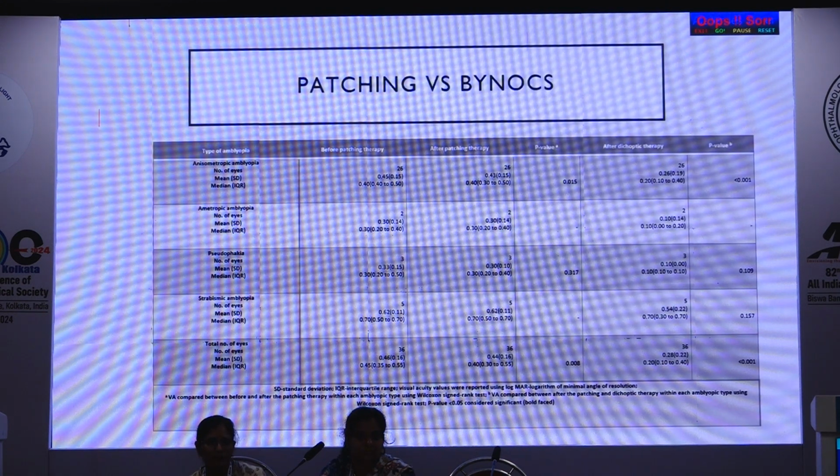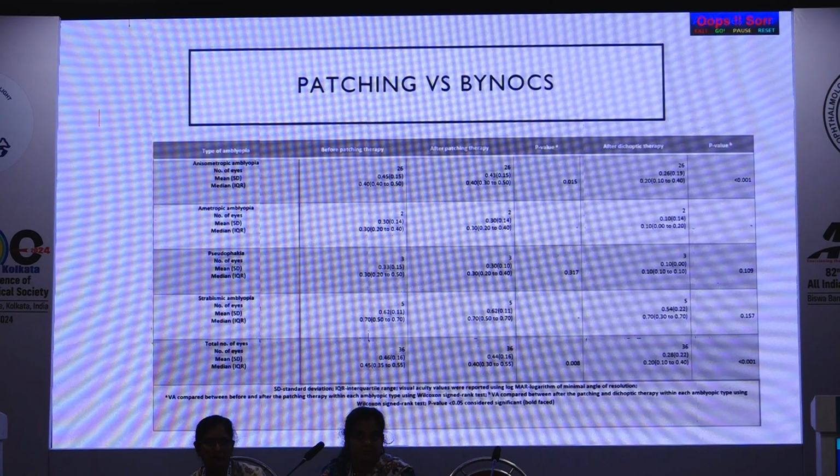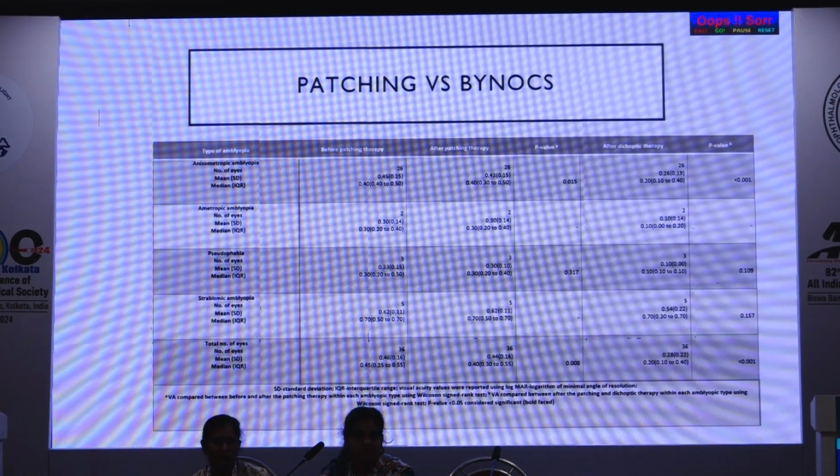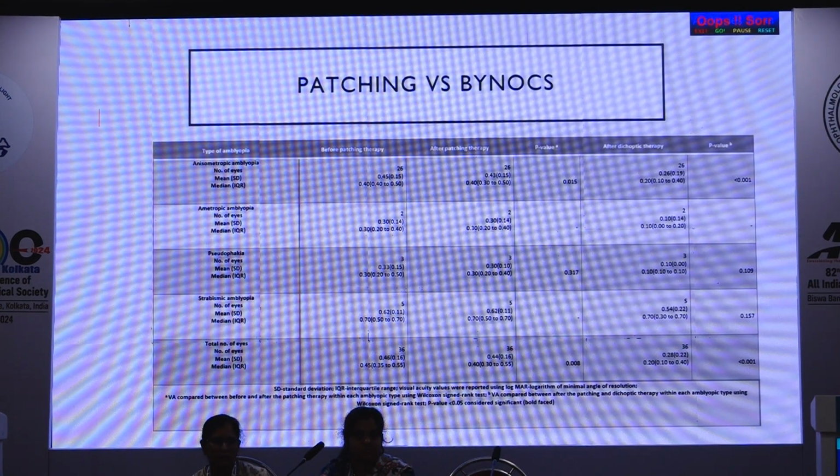And this shows the comparison of patching versus binocs. So those patients who are on patching therapy prior to the start of binocs, you can see in anisometropic we had 26 patients. In the initial, before starting occlusion, their mean visual acuity was 0.45. After patching for very many years, the acuity was 0.43. That is why we had started them on binocular vision therapy, because they were failed occlusion group. And you can see after dichoptic therapy, the mean visual acuity has improved to 0.26.